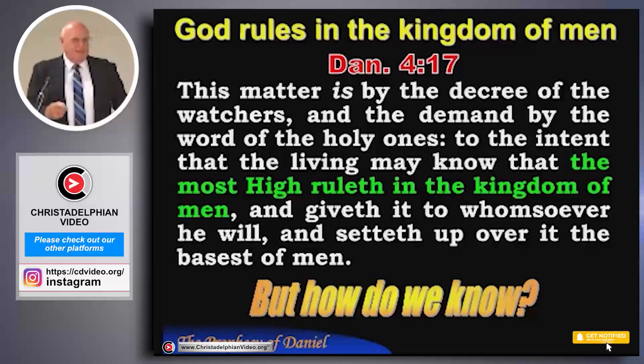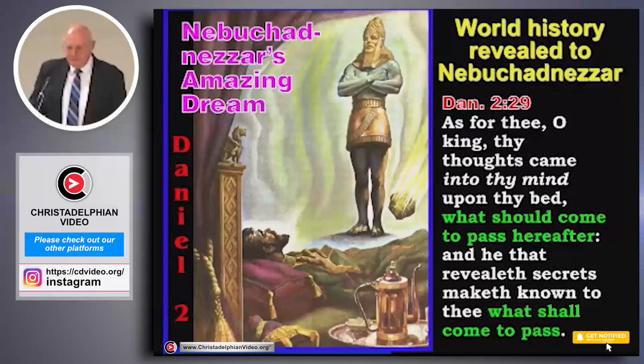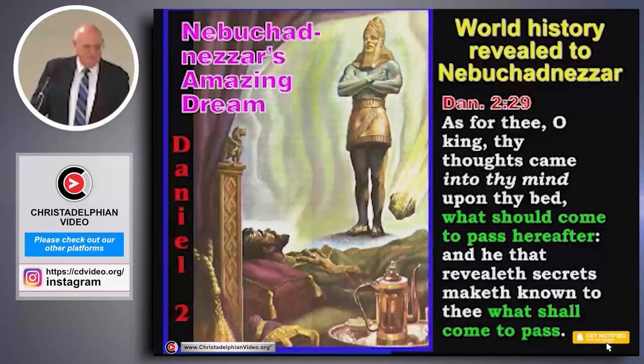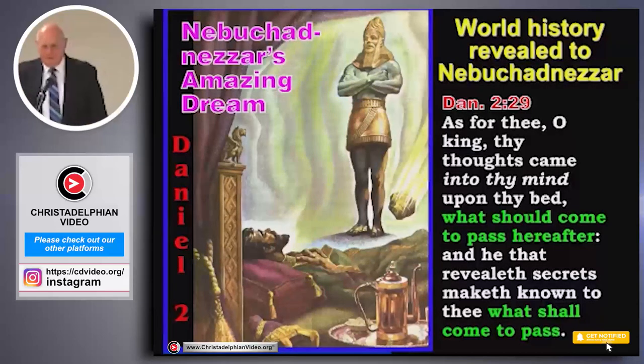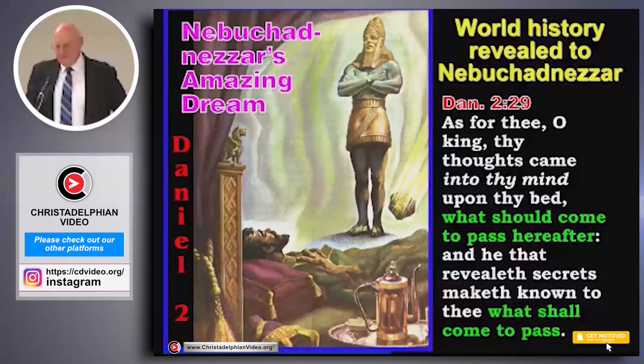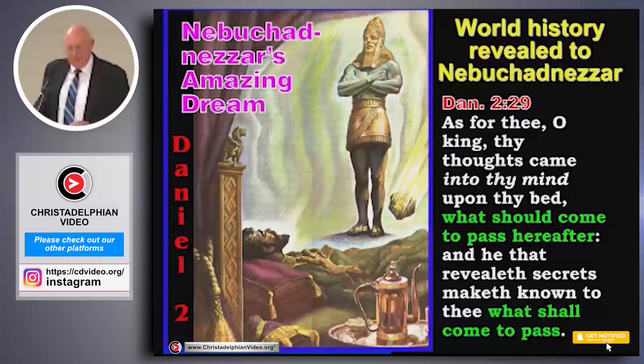So how do we know that this is true? How do we know that this rule, this principle, which governs the outcome of God's purpose on earth, is true? Well, we look at Daniel chapter 2, because it tells us this is fundamental. It's known by even many Christian religions around us. This is fundamental to our understanding. But of course, we want to add a little extra things that they don't know about tonight. World history was revealed to Nebuchadnezzar. And we pick this up from Daniel chapter 2 and verse 29.